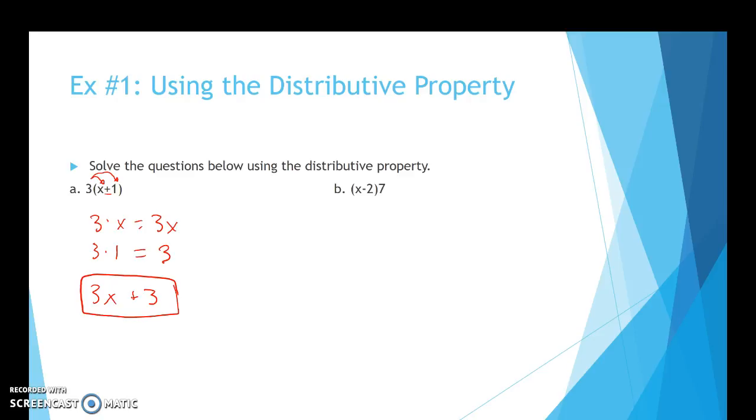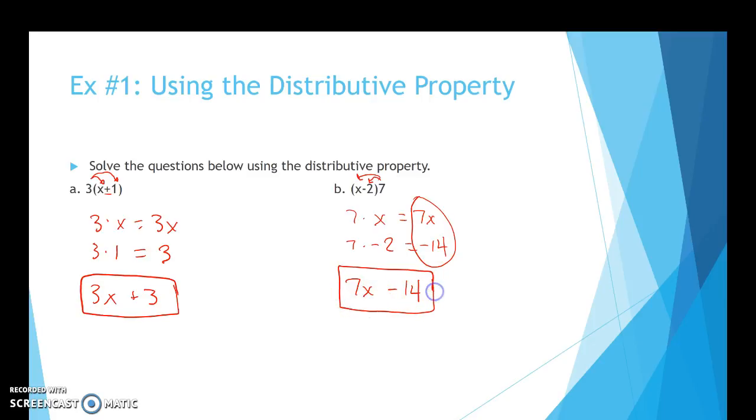B is very similar, but notice the value is after the parentheses. It's saying x minus 2 times 7. So I'm going to distribute 7 to x and 7 to, we can think of this as negative 2. So 7 times x is going to give me 7x. 7 times negative 2 is going to give me negative 14. So how would I write this? It would be 7x minus 14, and that will be my answer for B. So that's how we work with the distributive property.